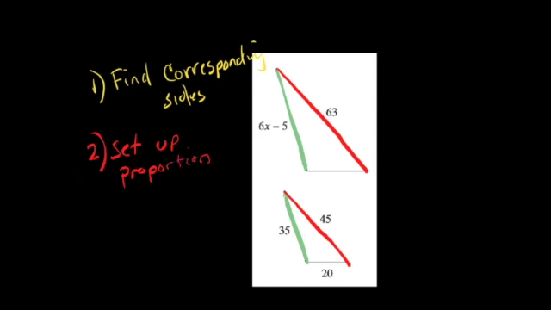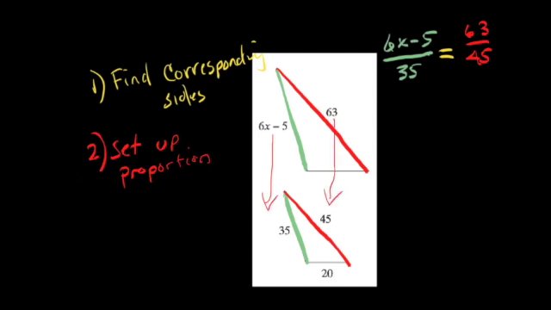So I'm going to put the green with the green. I'm going to say 6x minus 5 is to 35 in the same way that 63 is to 45, right? So I can multiply this by the same scale factor. It's going to be the same relationship for both of those. I don't exactly know what that scale factor is just yet, but I know that it's the same. The relationship from one triangle to the other is going to be the same for both of those sides.